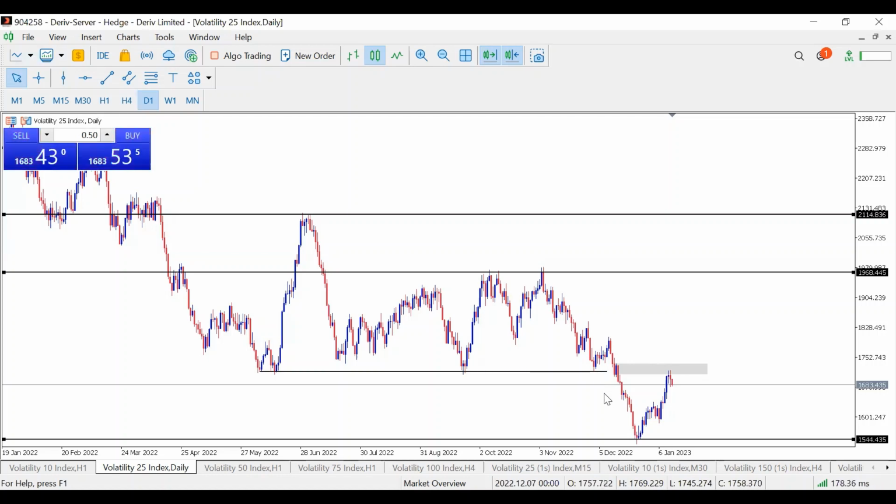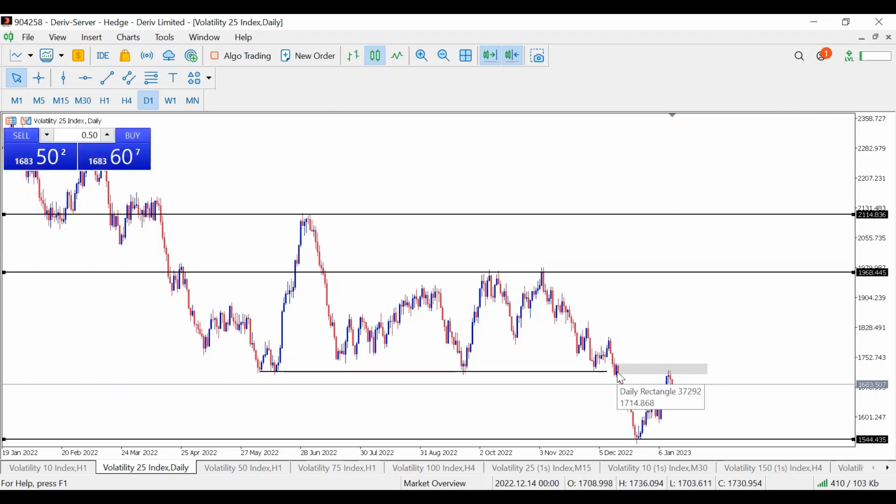Okay, so if you know supply and demand, we spoke about the difference between two types of zones. There is a zone like this one, which is within the trend, and then there is a zone that is at the end or the beginning of the trend. So this one is within the trend. It's a continuation zone.